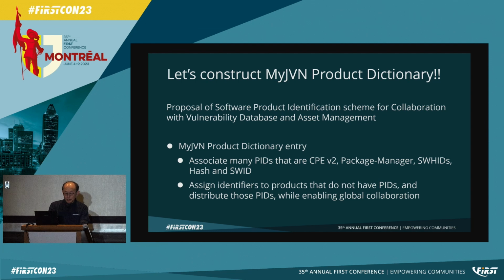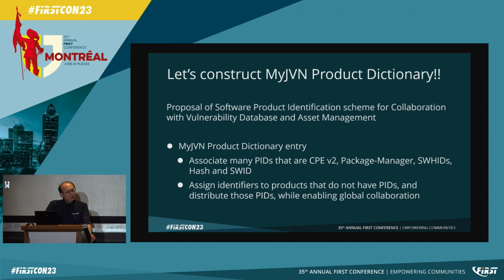For our second proposal, we focus on the key features of the MyJVN Product Dictionary entry, which are as follows. Comprehensive PID association. The MyJVN Product Dictionary entry facilitates the association of multiple PIDs, including the CPE, package URL, SWHID, hash, and the software ID tag suite. By incorporating various identifiers, we aim to establish a more robust and flexible identification framework.